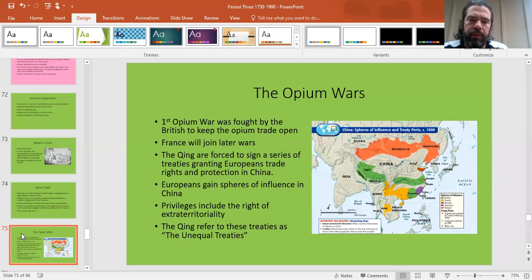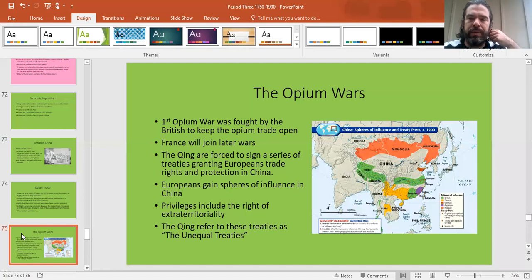The Qing are going to be forced to sign a series of treaties they will call the Unequal Treaties. That's not good. If someone's signing a treaty called the Unequal Treaty, someone's getting screwed. And in this case, it's the Chinese. And what the Chinese are forced to do with these treaties is grant the British and the French and later on other European powers and Japan what are going to be called spheres of influence, territories that those powers have economic control over and the right to trade in those regions.